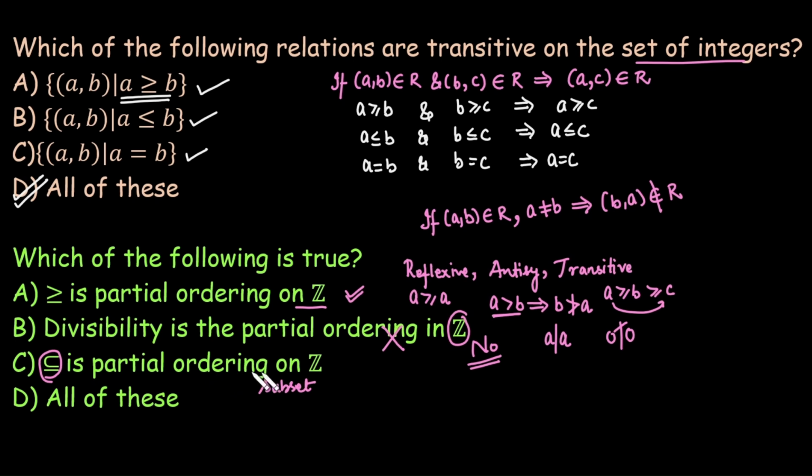Subset is a partial ordering, but not on the integers. Subset is defined on a collection of sets, not on the set of integers. So this option is again incorrect. So it means only option A is correct.